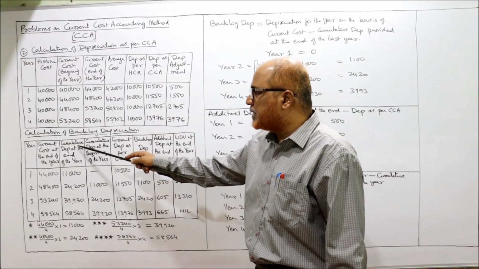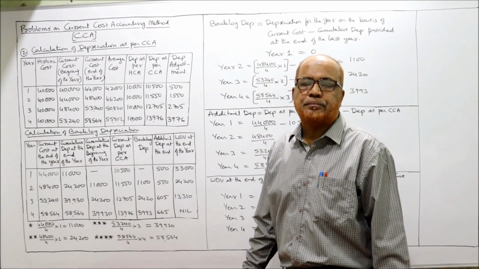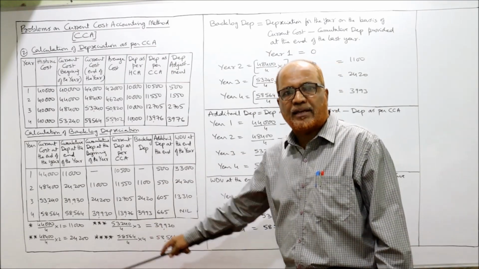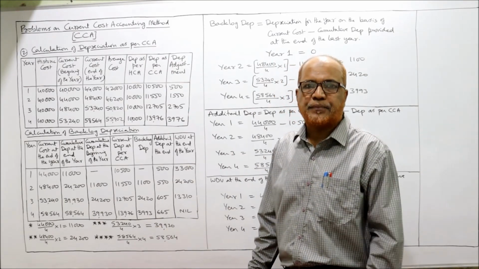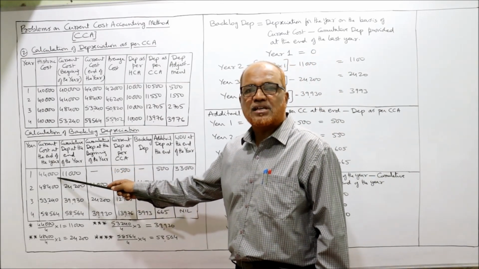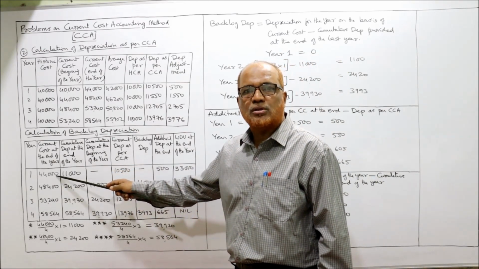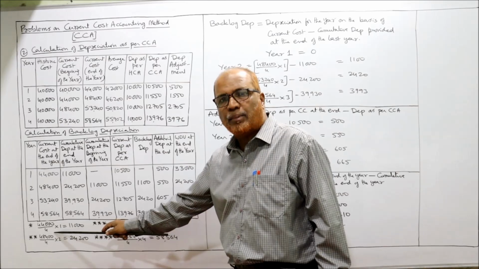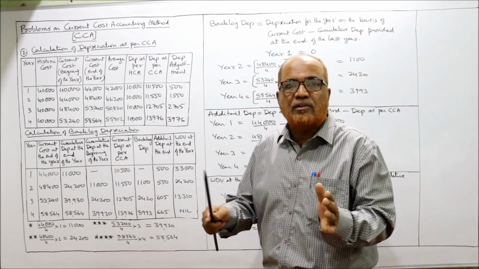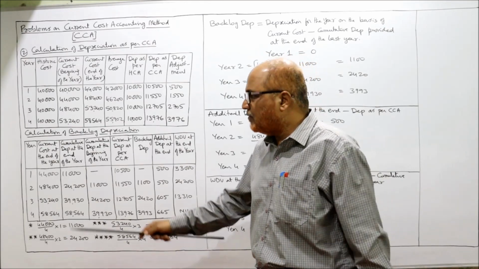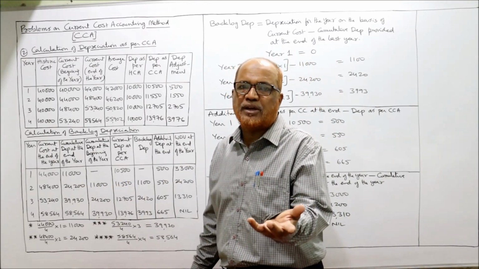Now cumulative depreciation at the end of the year. This we have to calculate in working notes. Cumulative depreciation at the end of the year. Now first year. In the first year, what is the current cost? 44,000. So 44,000 divided by 4 into 1. Only first year, because we are accumulating, we are adding. So when we are adding, the first year depreciation will remain the same.